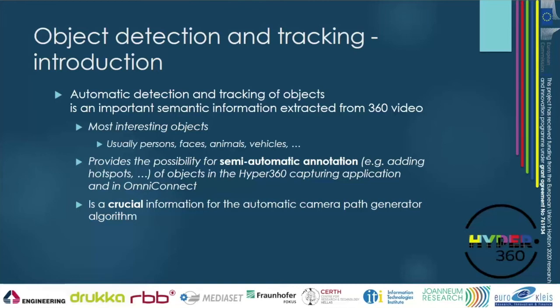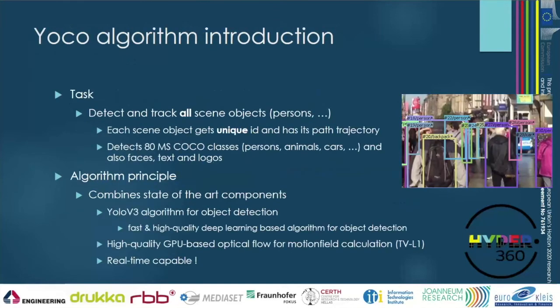That provides, first of all, the possibility for semi-automatic annotation of objects in the capturing application, as well as in the OmniConnect annotation tool. One could think of adding hotspots very easily to a moving person or a moving object of another type. So that's the first use case, and the second one is that it's also crucial information for the automatic camera path generator.